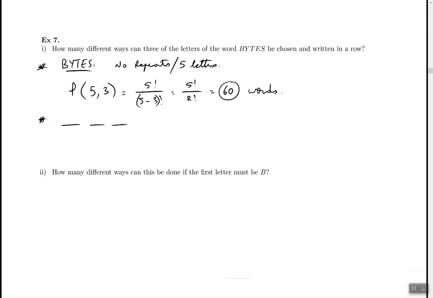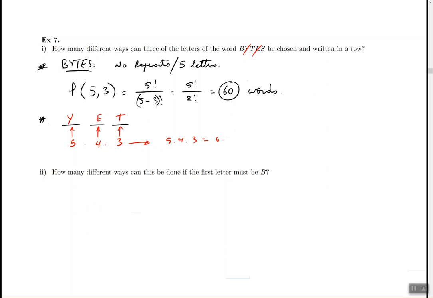Well, I want to make a 3-letter word out of the possible letters in the word bytes. So when I pick the first letter, I've got 5 choices available. So I could pick, let's say, the letter Y. Then when I choose the second letter, Y is no longer available. I got to pick one of the other 4 remaining letters. Let's say it was E. And finally, I need to choose the third letter, which could be any of the letters B, T, or S. So let's say I chose T. So in that case, there were 3 choices. And so now the multiplication rule says 5 times 4 times 3 is the solution, which is again 60 words.